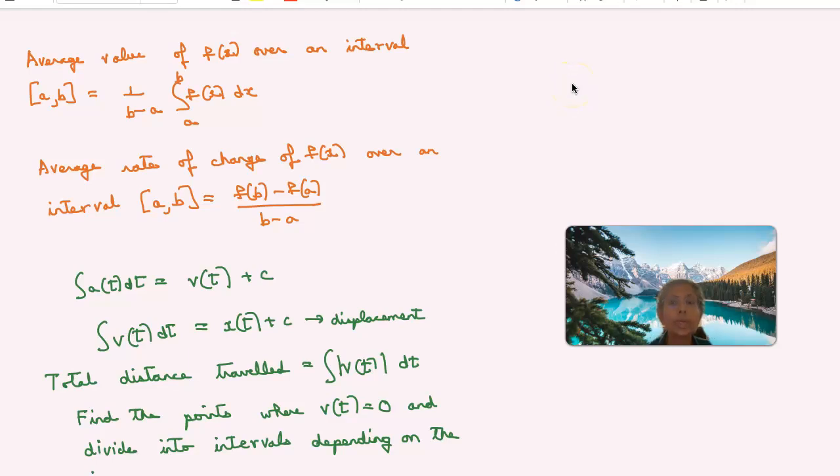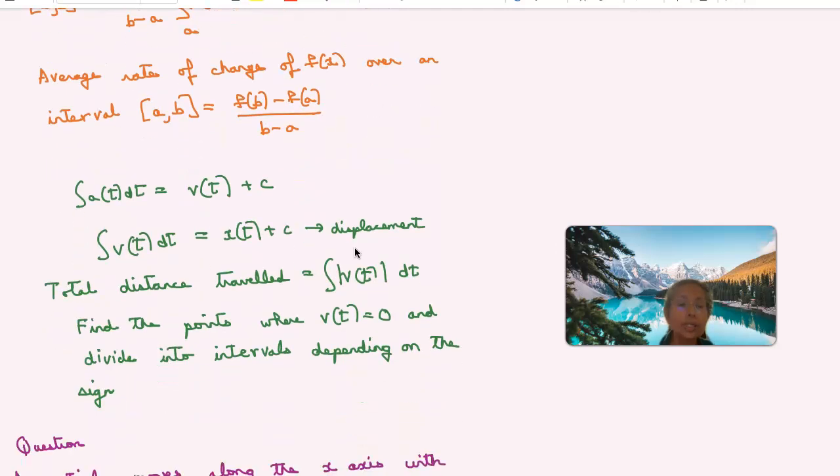So welcome to AP Calculus. We will be discussing the topic applications of integrals here. So we start with the average value of a function over an interval [a, b]. This is 1/(b minus a) integral a to b f(x) dx. The average rate of change of f(x) over an interval [a, b] is (f(b) minus f(a))/(b minus a).